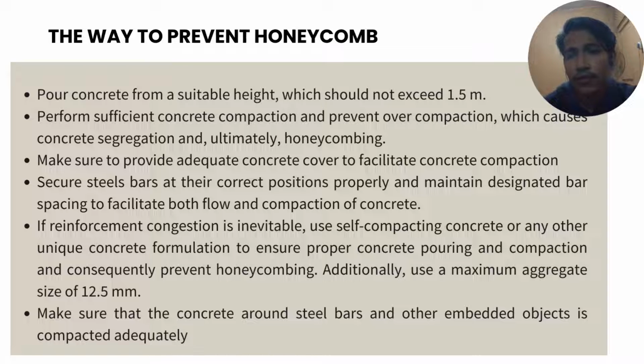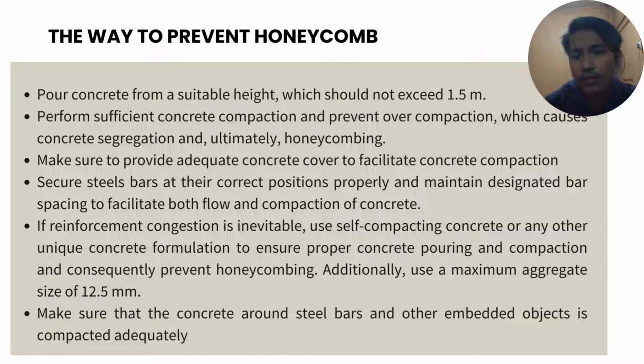First, pour concrete from a suitable height, which should not exceed 1.5 meters. Perform sufficient concrete compaction and prevent over-compaction, which causes concrete segregation and ultimately honeycombing. Make sure to provide adequate concrete cover to facilitate concrete compaction. Secure steel bar in its proper position and maintain designated bar spacing to facilitate both flow and compaction of concrete. If reinforcement congestion is inevitable, use self-compacting concrete or any other special concrete formulation to ensure proper concrete pouring and compaction and consequently prevent honeycomb.